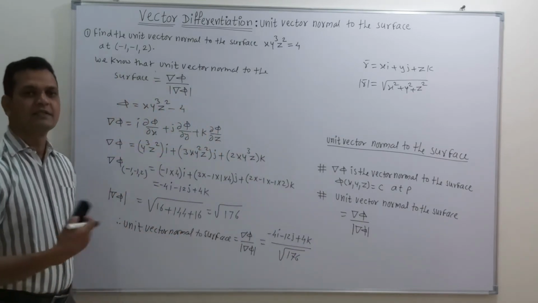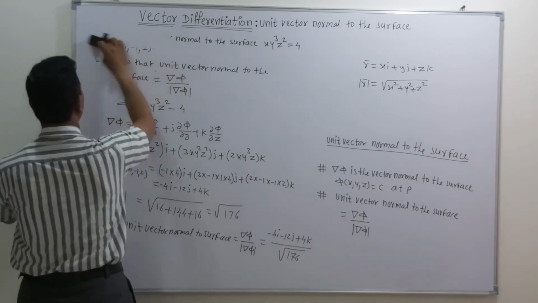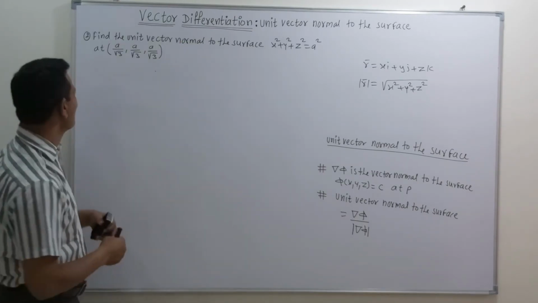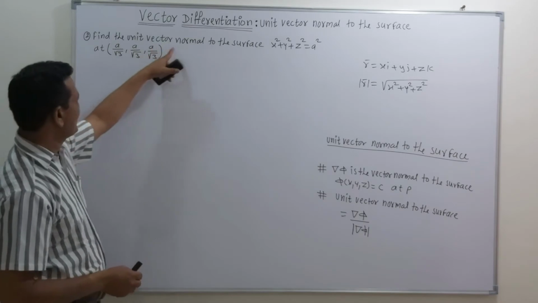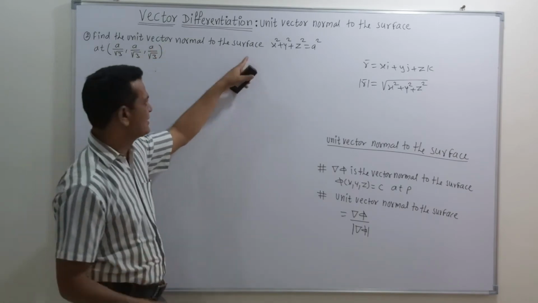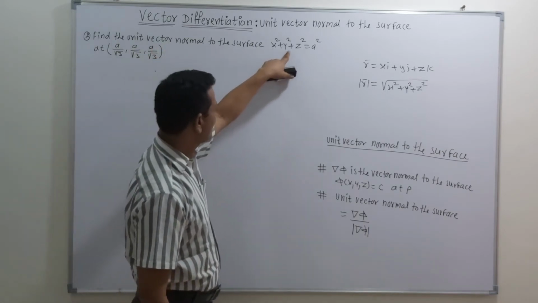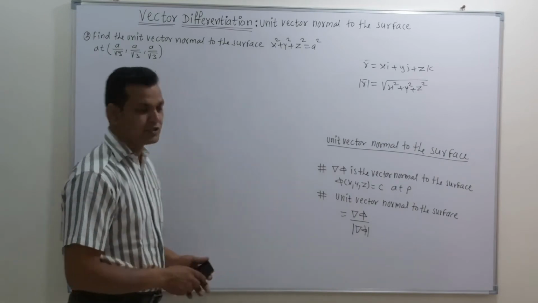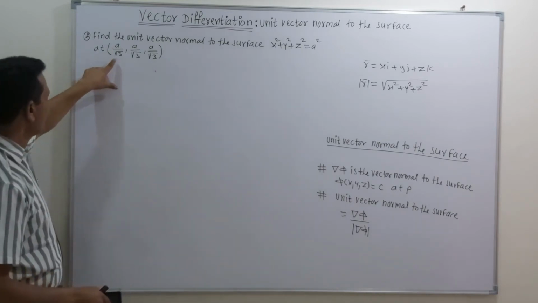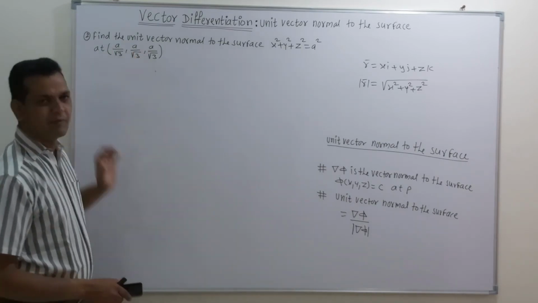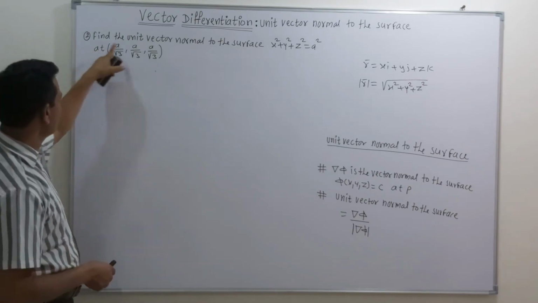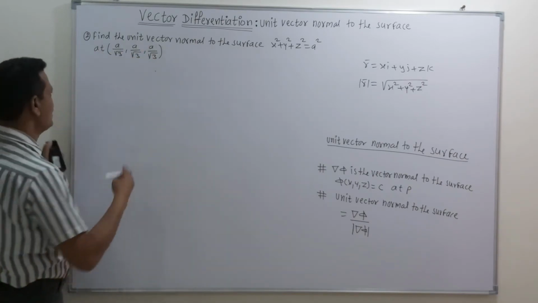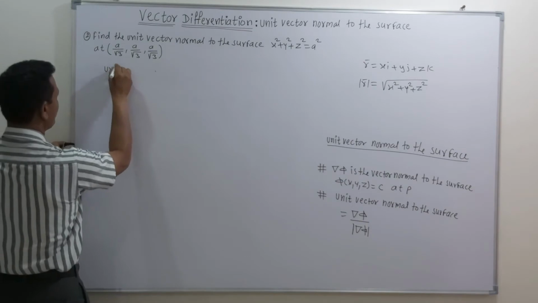Now friends, let's take the second example. Here the second example is: find the unit vector normal to the surface, where the surface is defined as x square plus y square plus z square is equal to a square, at the point a upon root 3, a upon root 3 and a upon root 3. So here the question is to find the unit vector normal to the surface.